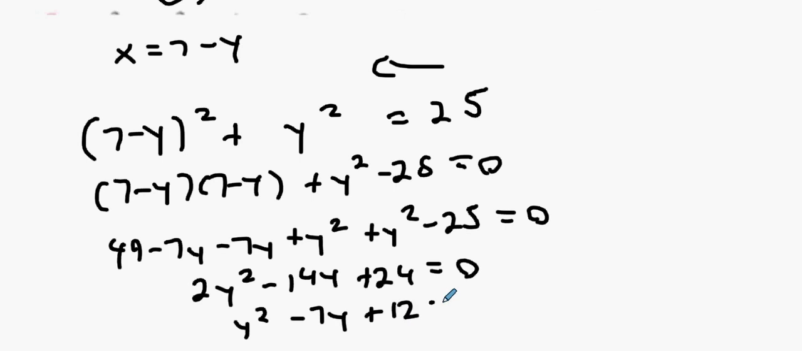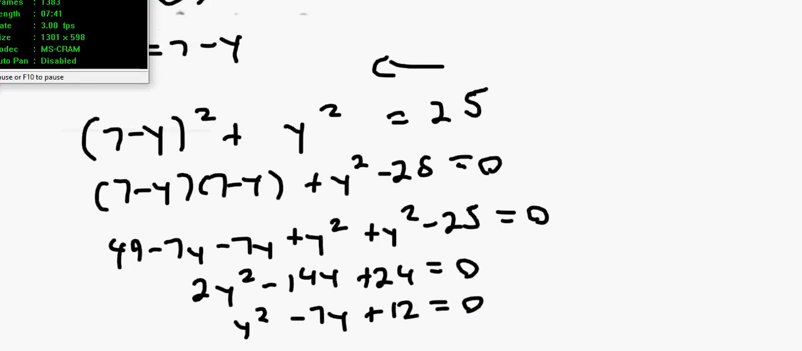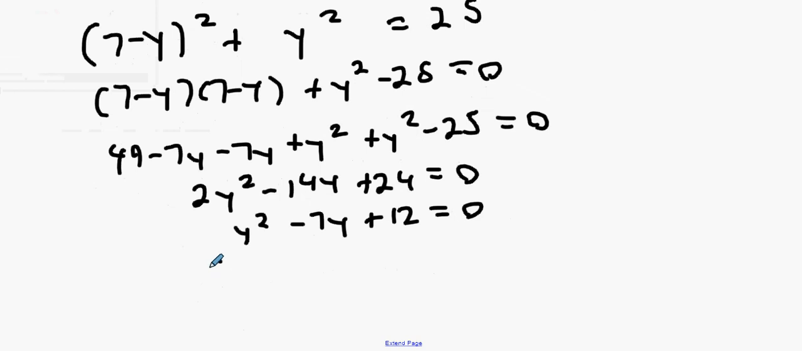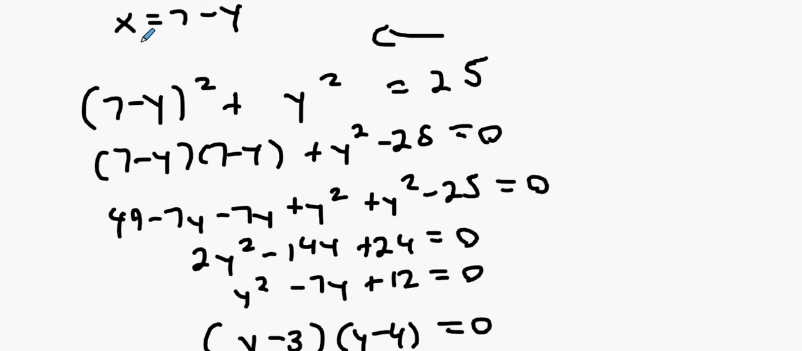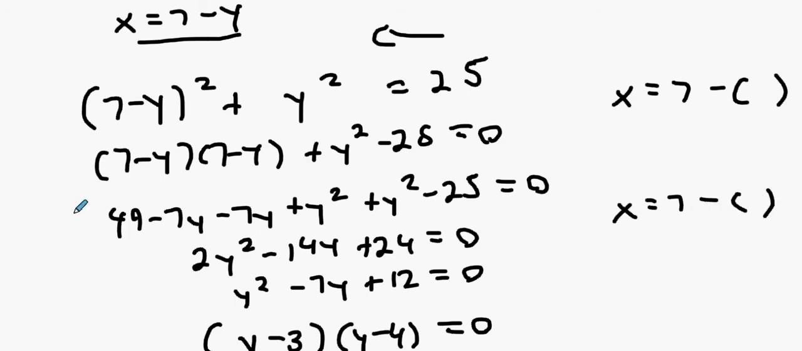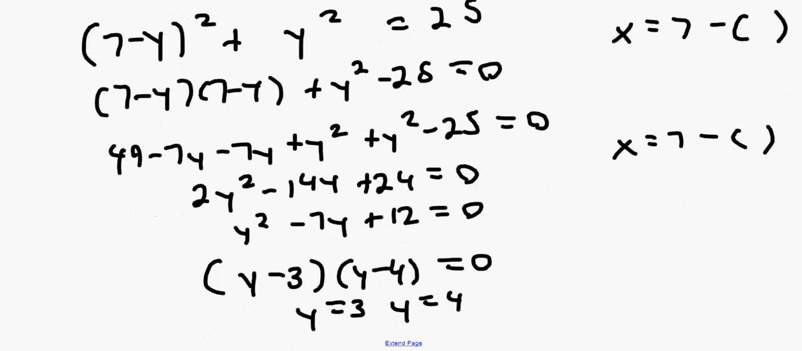Alright, and I'll pause there. I'll let you finish off yourself. Two numbers that multiply to give me plus 12, but add to give me minus 7. I'm going for y minus 3 and y minus 4. All day long, y equals 4, y equals 3. Then my x value is 7 take away y, so x equals 7 take away whatever y is. So I just put the two of them up there, and then I put in the two numbers, 3 and 4. So the two answers respectively are x equals 4 and x equals 3.